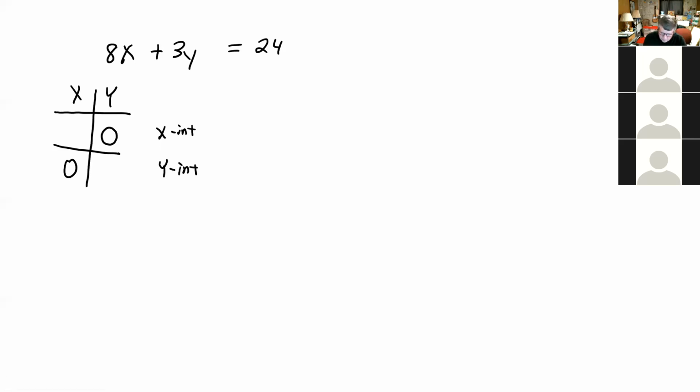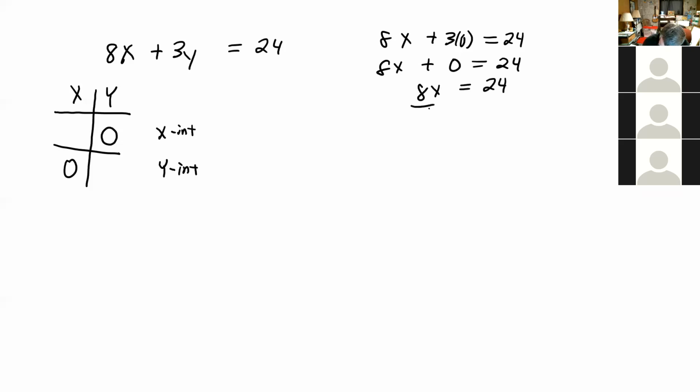Okay? So if y is 0, I get 8x plus 3 times 0 equals 24. 8x plus, well, 3 times 0 is 0 equals 24. 8x plus 0 is still 8x. So 8x equals 24. Divide both sides by 8 and x equals 3. So the x-intercept of the graph of this linear equation is at 3, 0.